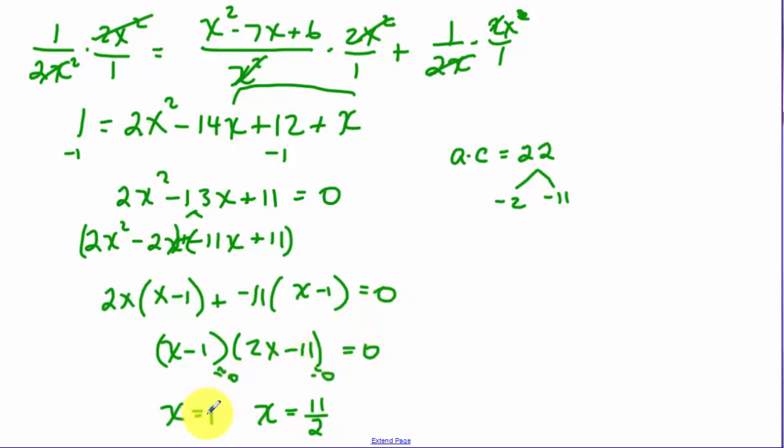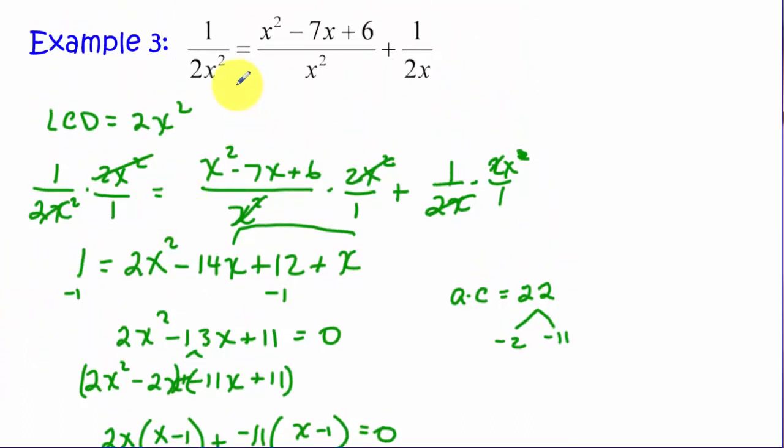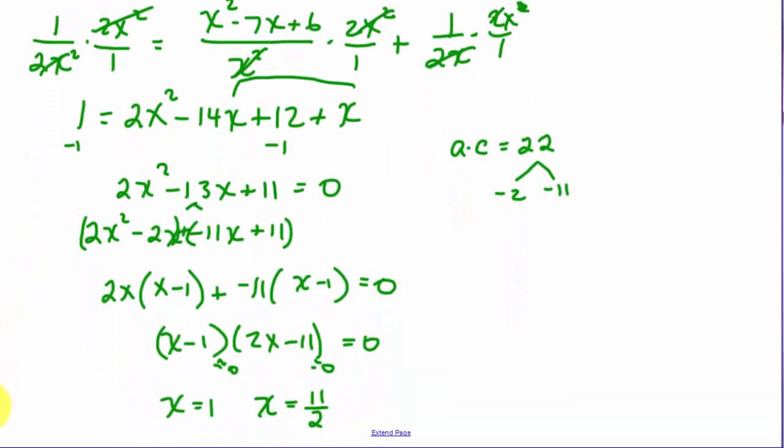Now we check each of these to make sure in the original problem that it won't cause a divide by 0. So if I put a 1 here, that won't cause 0, so that answer is good. And if I put 11 halves in our denominators, we also don't get 0, so both answers are good. So we have two solutions for this equation.